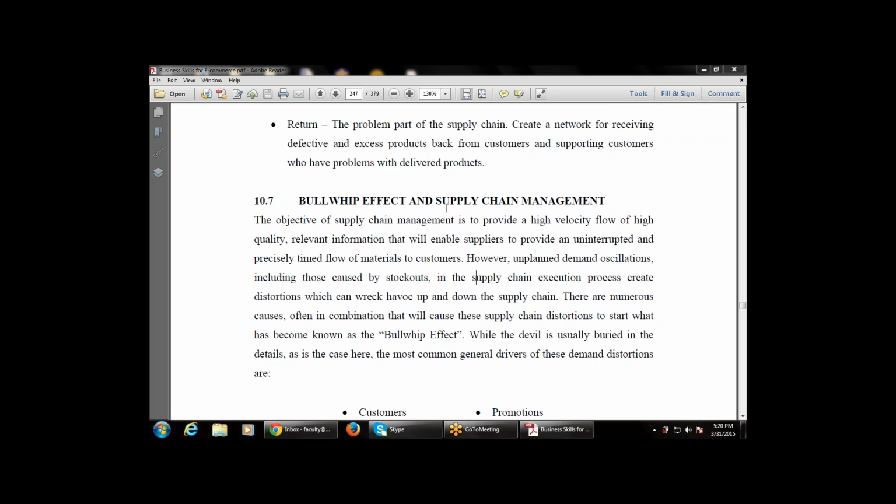So we are back from the break. Now let's start the session again. Then the next topic is the bullwhip effect and supply chain management. That is how the bullwhip effect is related to supply chain management.